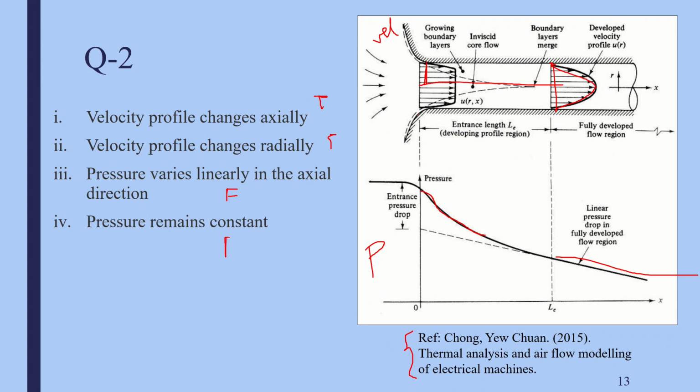If it had been a fully developed flow, pressure varying linearly in the axial direction would have been true. But the question is regarding before attaining the fully developed region. So option 3 is wrong, option 4 is also wrong. The right answer is that the velocity profile changes axially and radially.